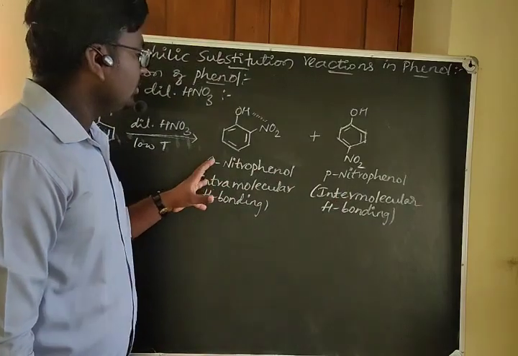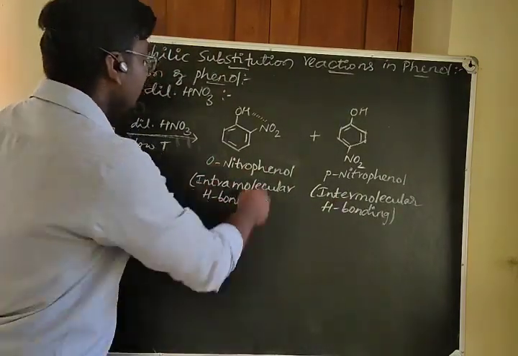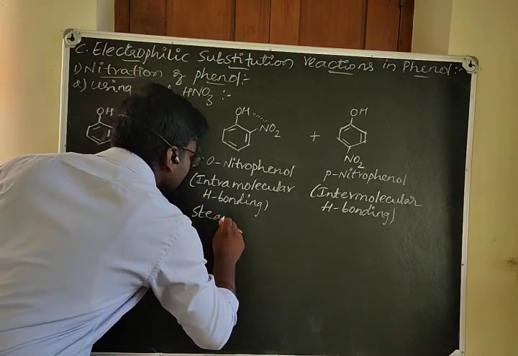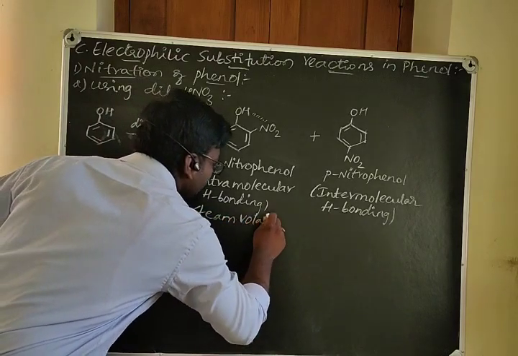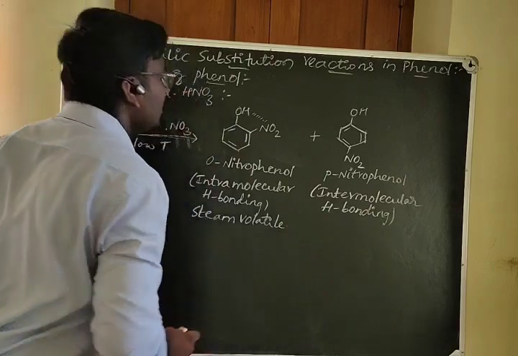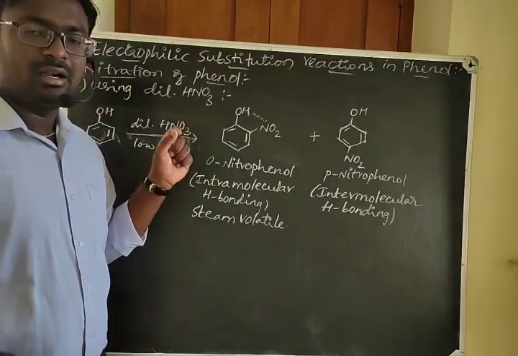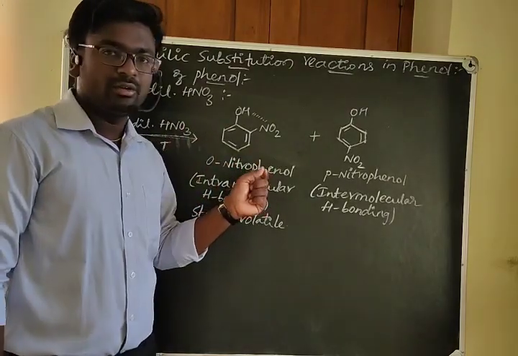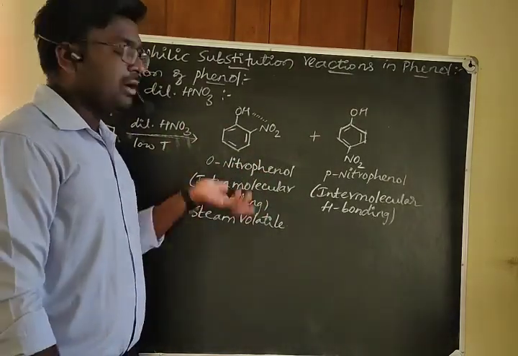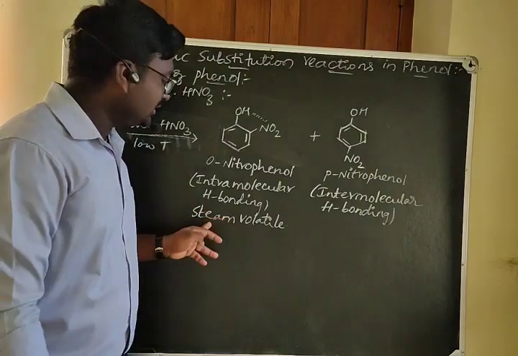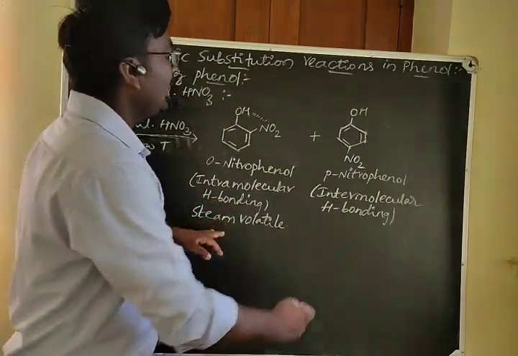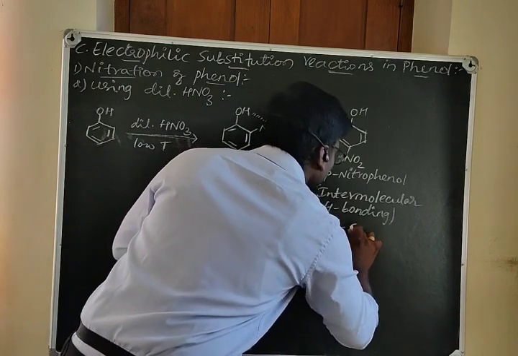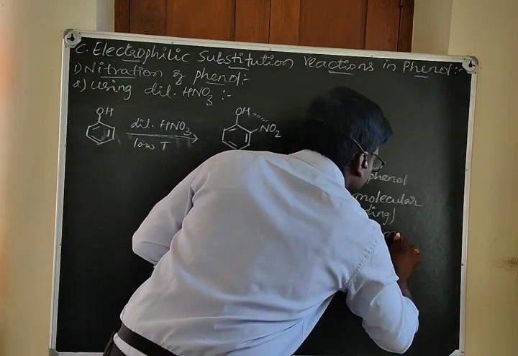Due to these differences, the orthonitrophenol is steam volatile. It means when water vapor at high temperature, that is steam, is passed through the orthonitrophenol, it evaporates because of its steam volatility. And the paranitrophenol is non-steam volatile.